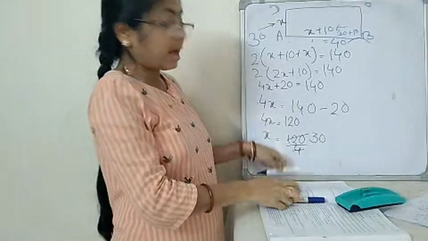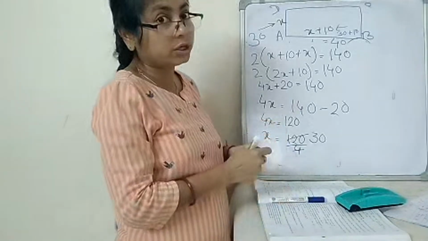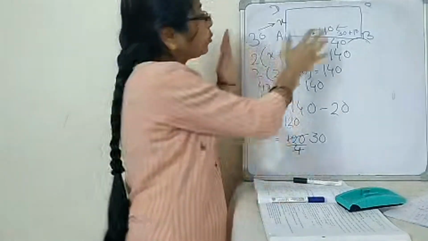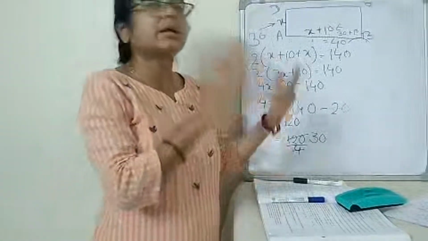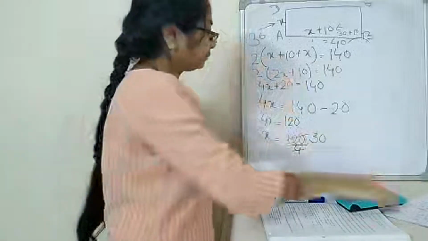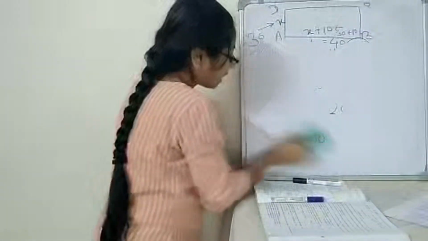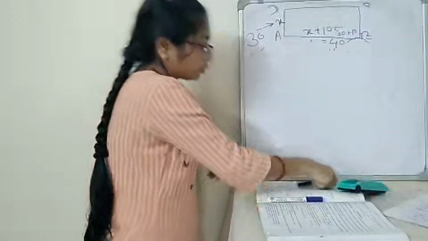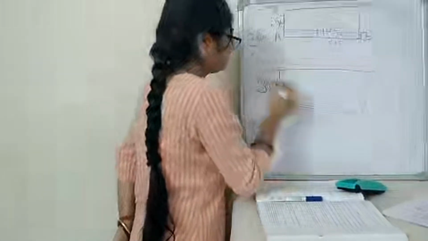Now I tell you a back calculation. You just put the values in and check it in the maths. At the time of the exam, you find out the values. Now you just put the values. It is a back calculation. It is 30, it is 40.